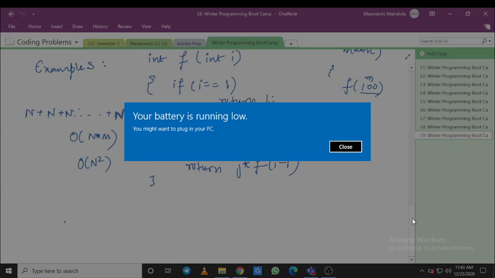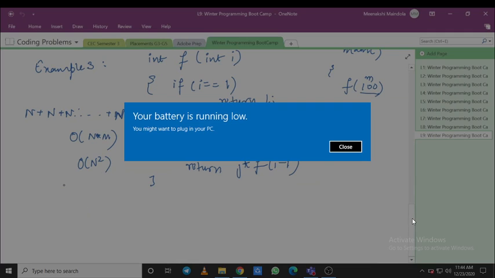So something that is constant, which is, let us say, the space for a variable, is not something we are going to consider in our space complexity, unless that variable is going to take up space n times. Like for our array, if an array contains n elements, then it is going to take up order of n space, right?